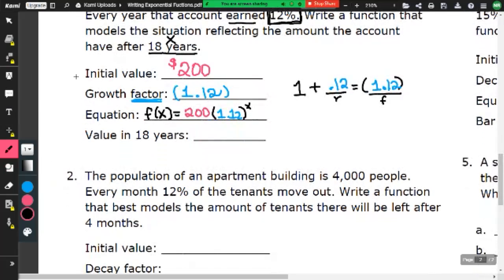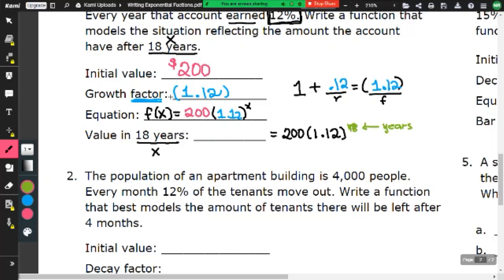Now we want to know what would the value be in 18 years. 18 years, we already labeled it up here. It's an x value. So I need the same equation, but I'm going to replace that x with the number 18, okay? So I'm going to write my equation, 200 times 1.12. And instead of an x, this time I'll replace it with an 18 right there. The 18, that is my time, that is my years.